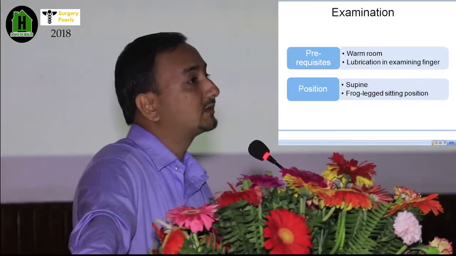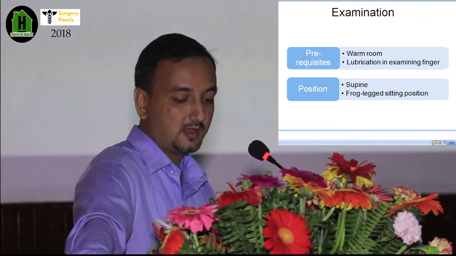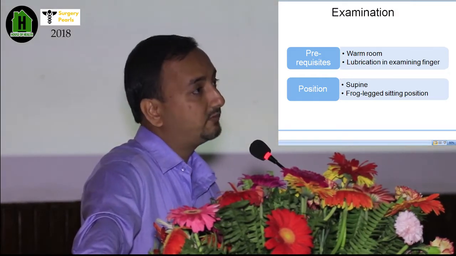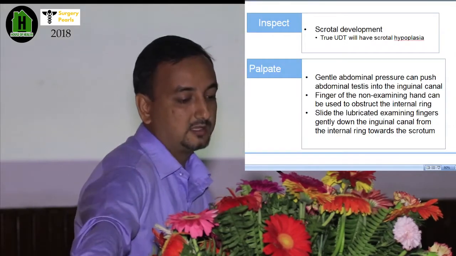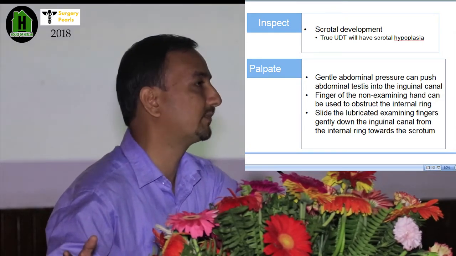So for examination, the prerequisite is a warm room, because as you all know, cold will cause shrinkage and increase cremasteric reflex, and the testis will come up. And lubrication on the examining finger is important. We examine in two positions. One is the supine position, and the other is the frog-legged sitting position. So first is inspection. We inspect the scrotal development. A true undescended testis will have scrotal hypoplasia. You will find that the scrotum is flat, there is loss of rugosity. That signifies actually that the testis has never descended into the scrotum.